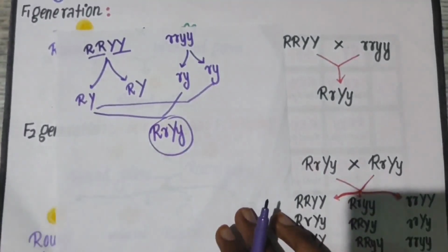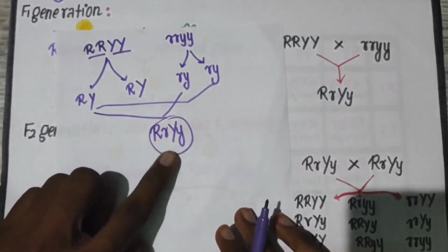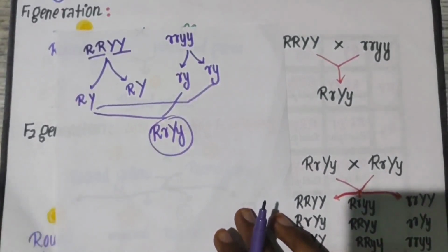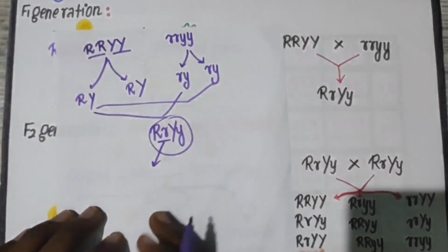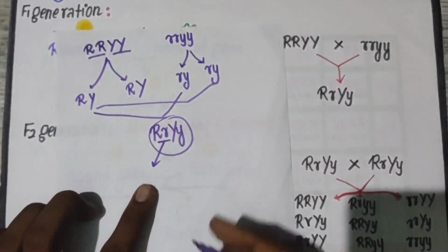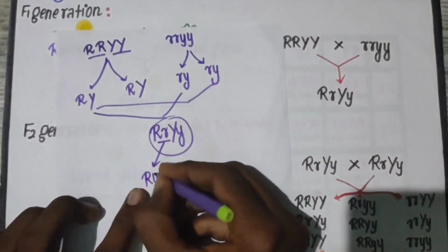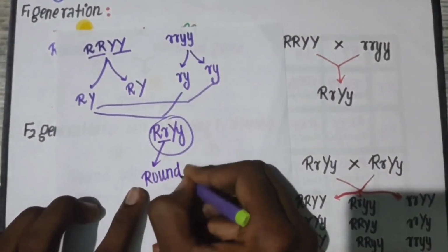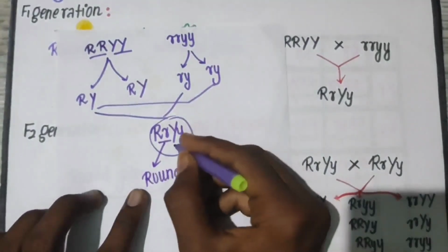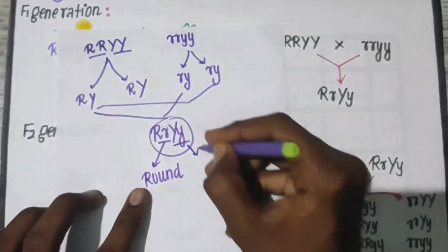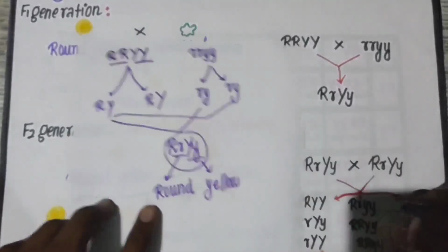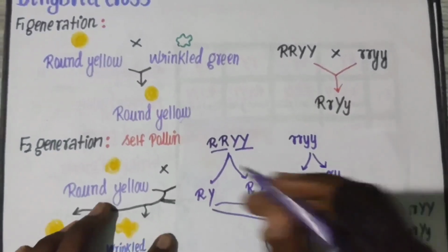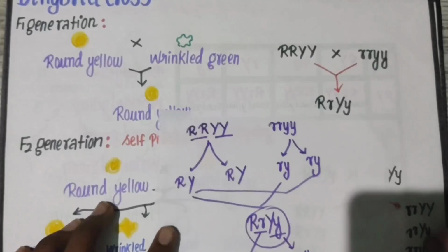So what will be the phenotype? This is the genotype; what will be the phenotype? I told you that in the case of heterozygous condition, only one character, the dominant character, will be expressed. So round is the character which is going to be expressed, because round shape is dominant over the wrinkled shape. Similarly, of these two, we can see the yellow color is going to be expressed, right, kids? Because of this reason, all the plants were found to be round yellow in the F1 generation.